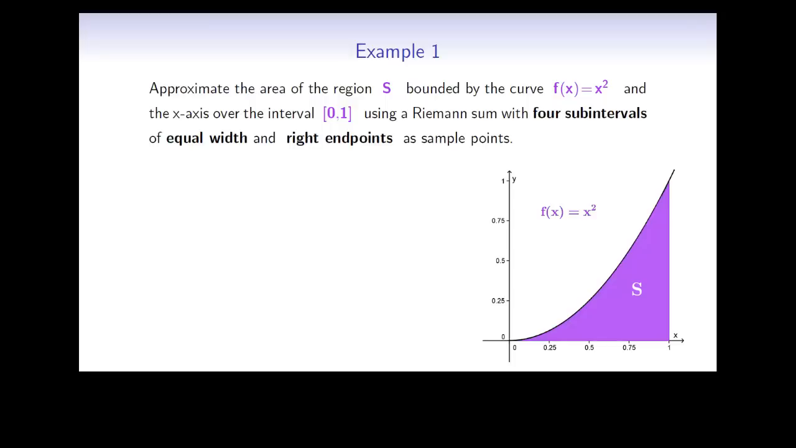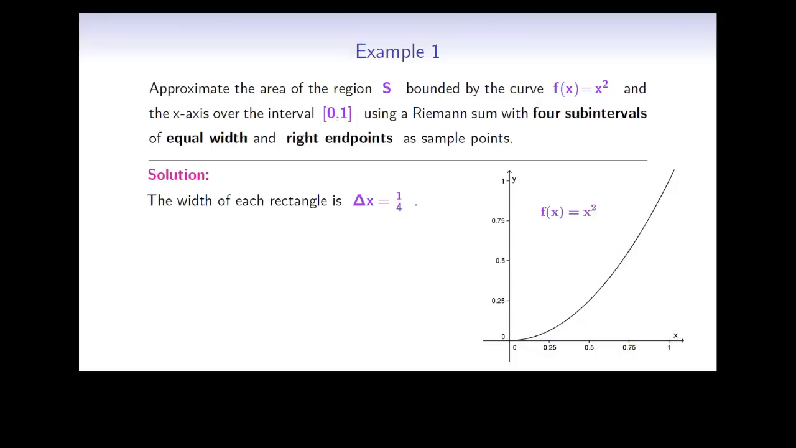Approximate the area of the region S bounded by the curve f of x equals x squared and the x-axis over the interval 0, 1 using a Riemann sum with four subintervals of equal width and right endpoints as sample points. Here we need to divide the interval 0, 1 into four equal parts. And so we get four subintervals, 0 to a quarter, a quarter to 1/2, 1/2 to 3/4, and 3/4 to 1. And so the width of each rectangle, which is the same as the length of the subintervals, is equal to 1/4.